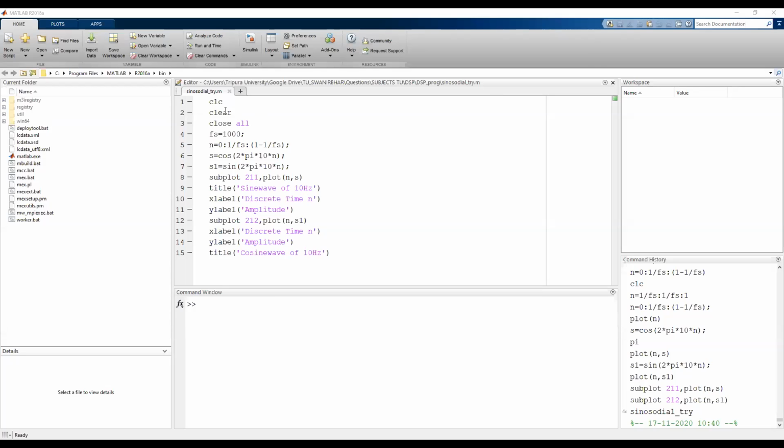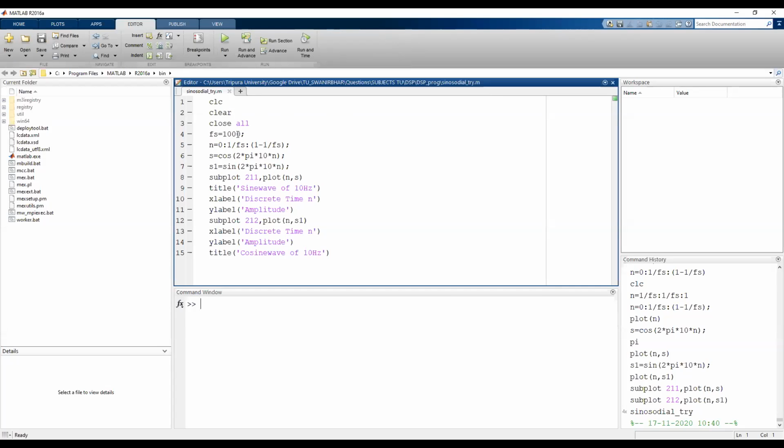In the last lab, we had generated a sinusoidal wave using MATLAB. You can see the code available here. We simply took fs, the sampling frequency, as 1000, and then generated the discrete time. Then we generated the sinusoidal wave with the command cos 2 into pi into frequency, which we had taken as 10 hertz, into n, and then generated the second sine wave with s1 equal to sine 2 into pi into n. So these are two sinusoids, both of 10 hertz with a sampling frequency of 1000.